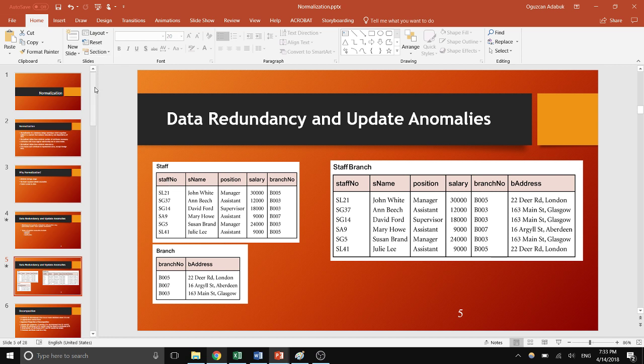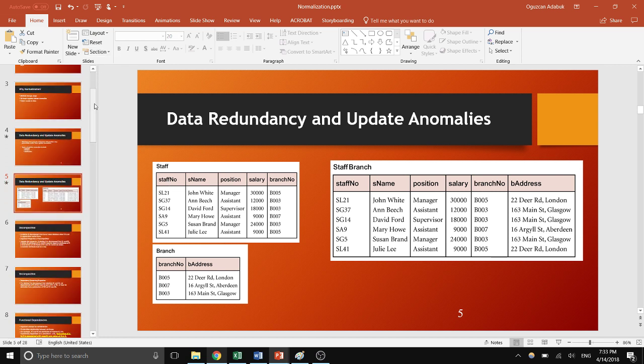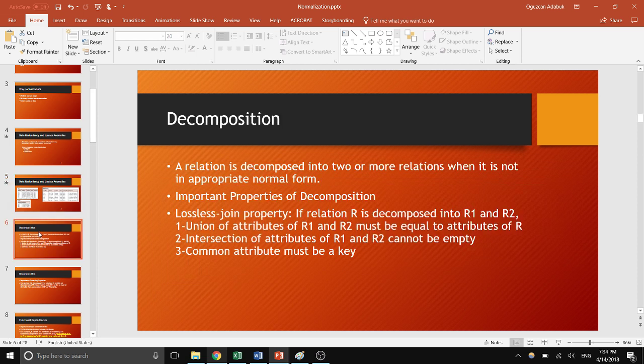But how do we decompose? Do we just decompose as we please, or how should it work? First of all, the logically closely related attributes should go into tables that make sense, right? So all staff related information goes in the staff table, branch related information goes to the branch table. Okay, that's one thing. And the next one we're going to see is decomposition rules. Lossless join property. So we're going to check for three things.